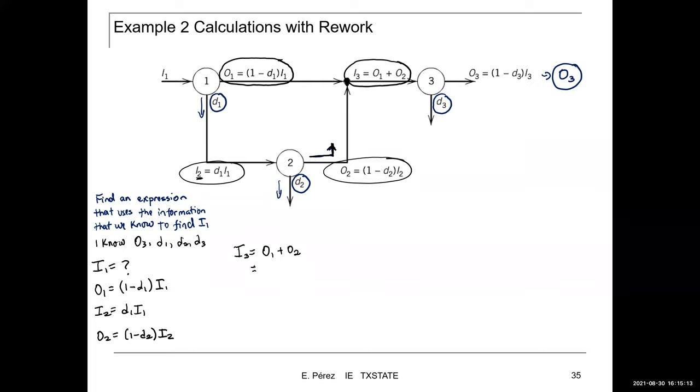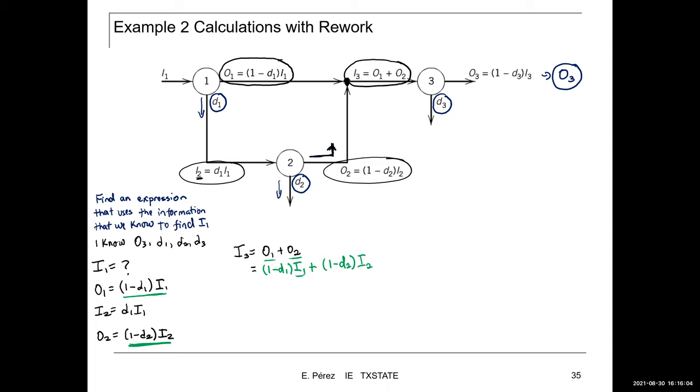And from there, since I already solved for some of these unknowns, O1, I have an expression for O1 here. And O2, I have an expression for O2 here. So I'm going to substitute those two into this equation. So O1 equals (1 minus D1) times I1 plus O2 is (1 minus D2) times I2. And so I already included I1 into my equation, so that's good.